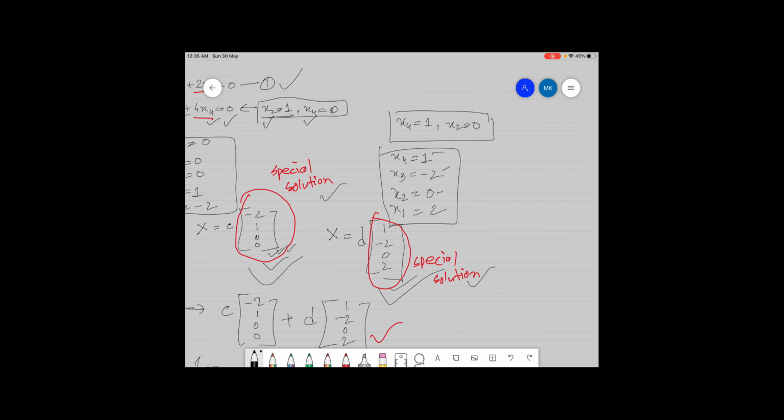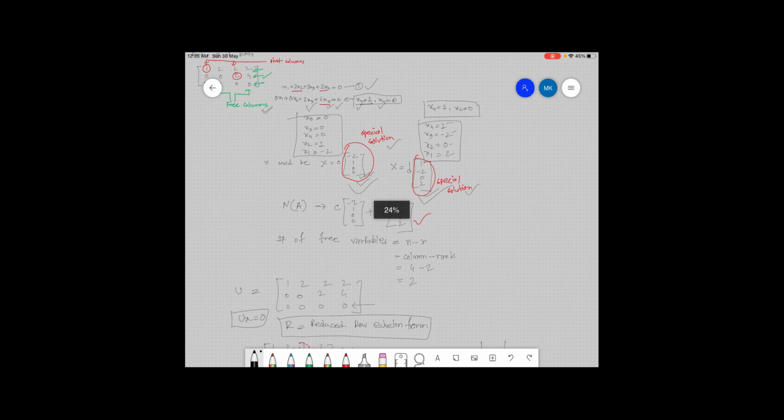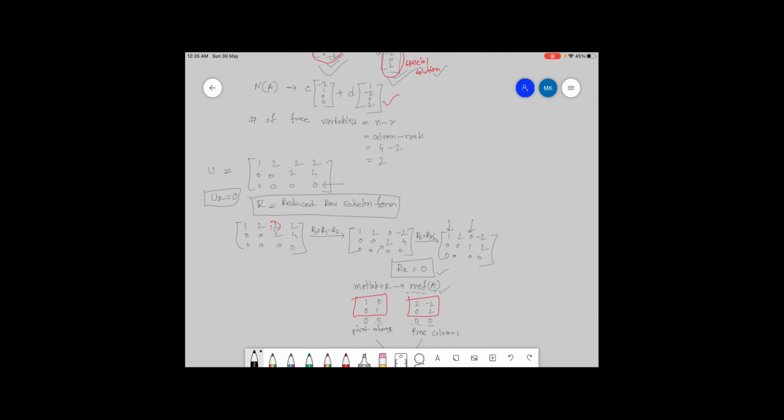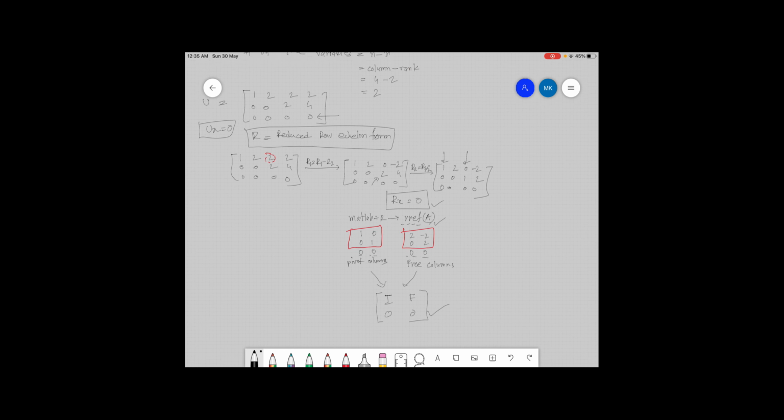We'll be discussing this null space in the next class, inshallah. Please follow the book for more exercises, because it is not possible for me to discuss all the different exercise problems in lectures. So please try to do some exercises from the book chapters as well.